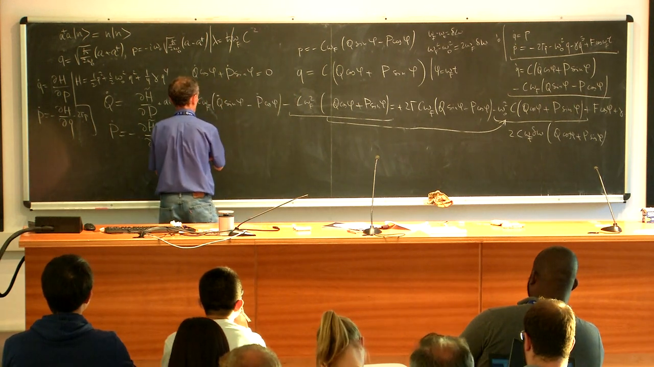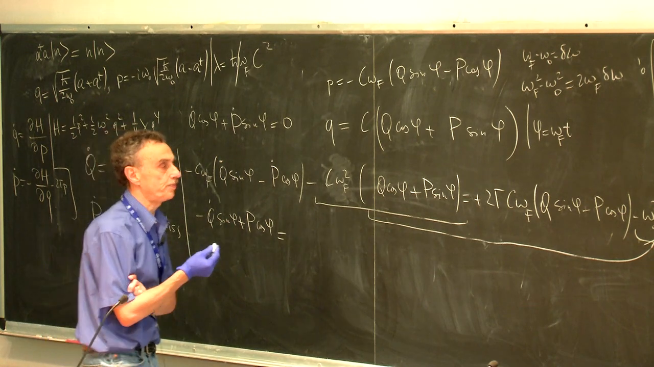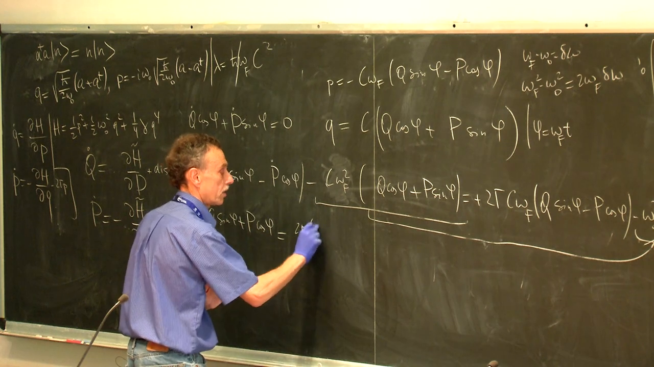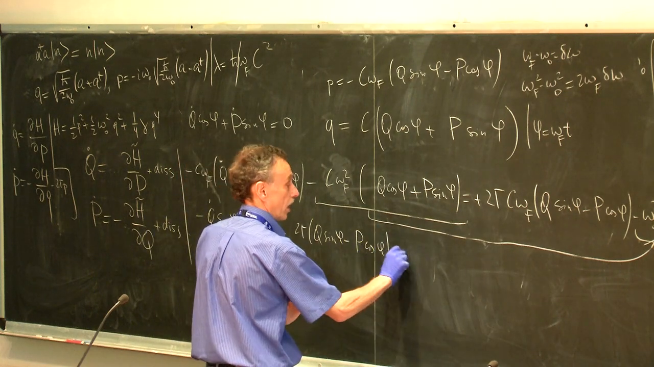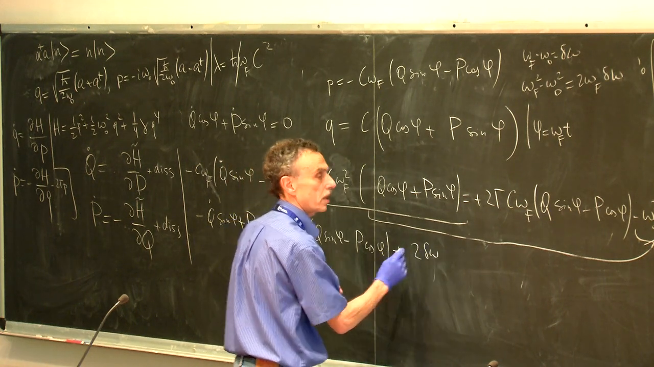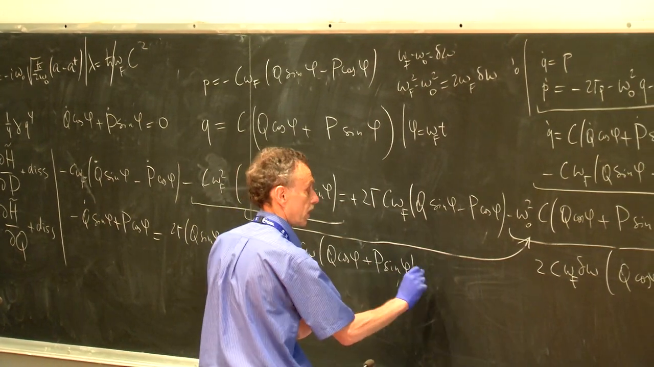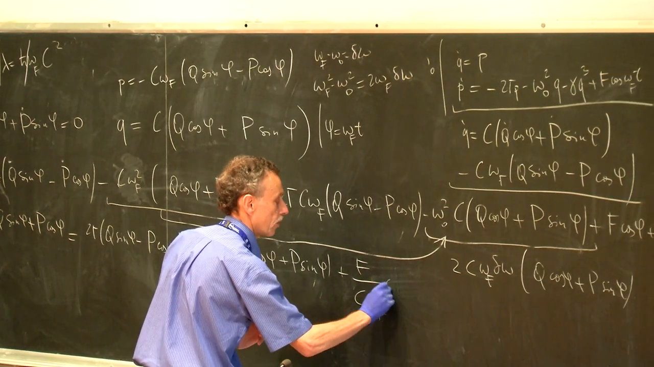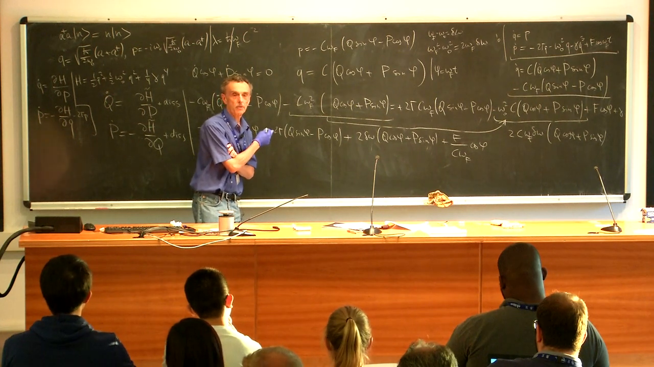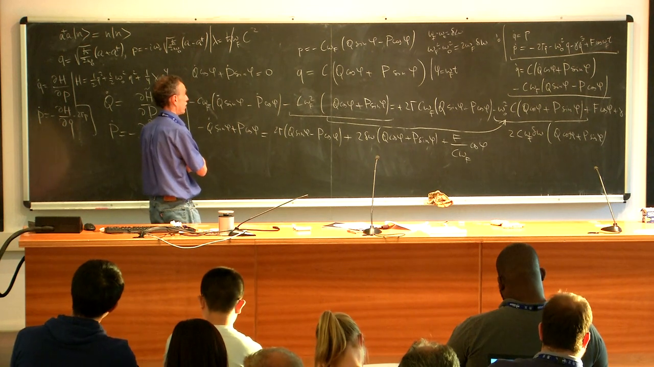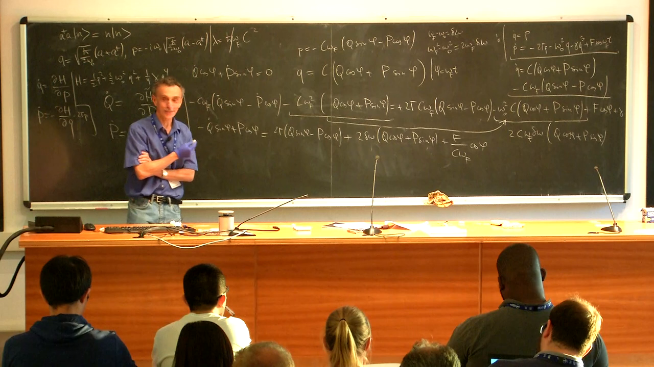Okay? So what I will have here is minus Q dot sine phi plus P dot cosine phi is equal to, again, 2 gamma Q sine phi minus P cosine phi plus 2 delta omega Q cosine phi plus P sine phi and plus F over C omega f cosine phi. Can you read this line or is it already too low? Because I will be using it in a minute. That's hard. You were concerned that I will not use this whole box. I'm almost there.